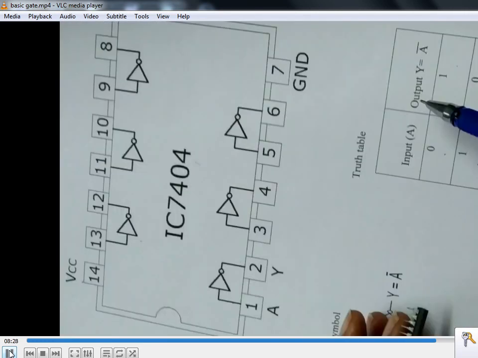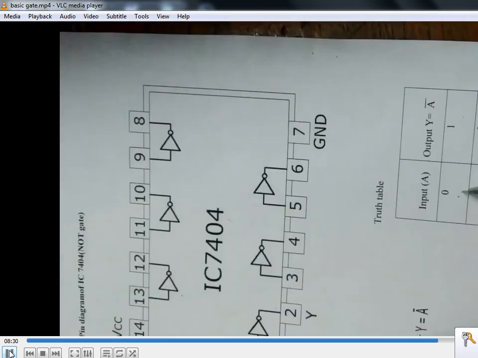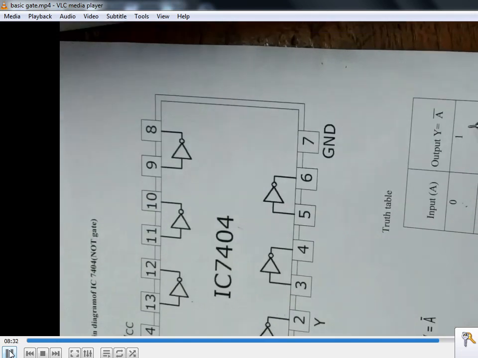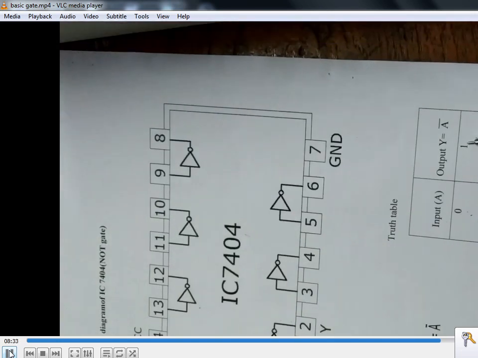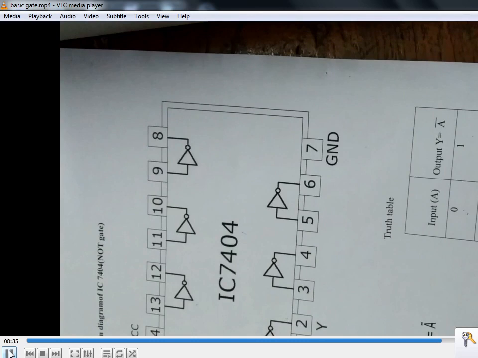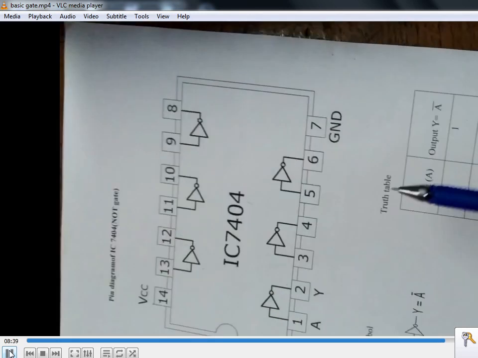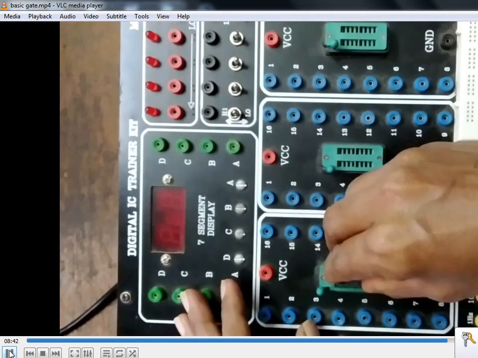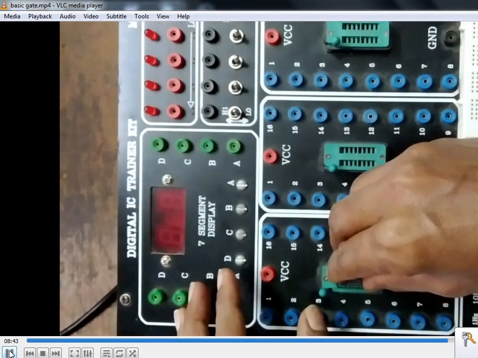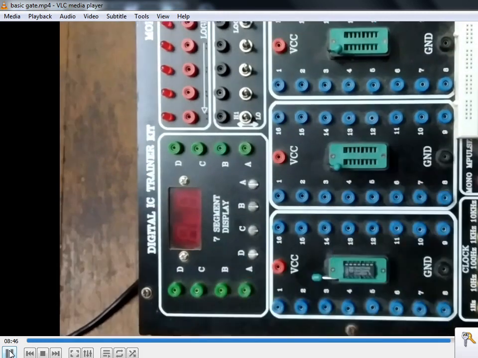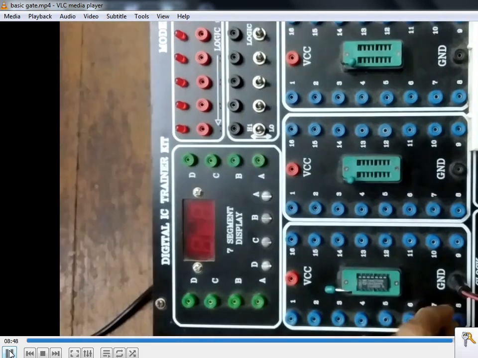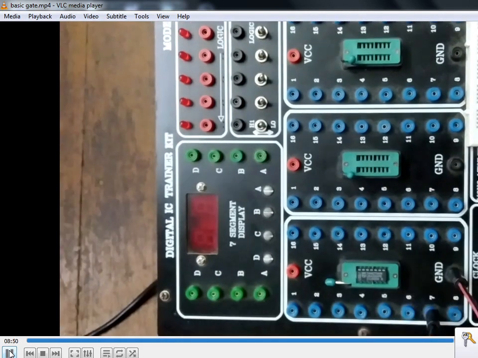So let's come to the truth table of this. When we apply a logic low input, it will give a logic high output. When the input is logic high, the output is logic low. Insert IC 7404 into the IC socket. Pin number 7 I am connecting to the ground and pin number 14 to VCC.